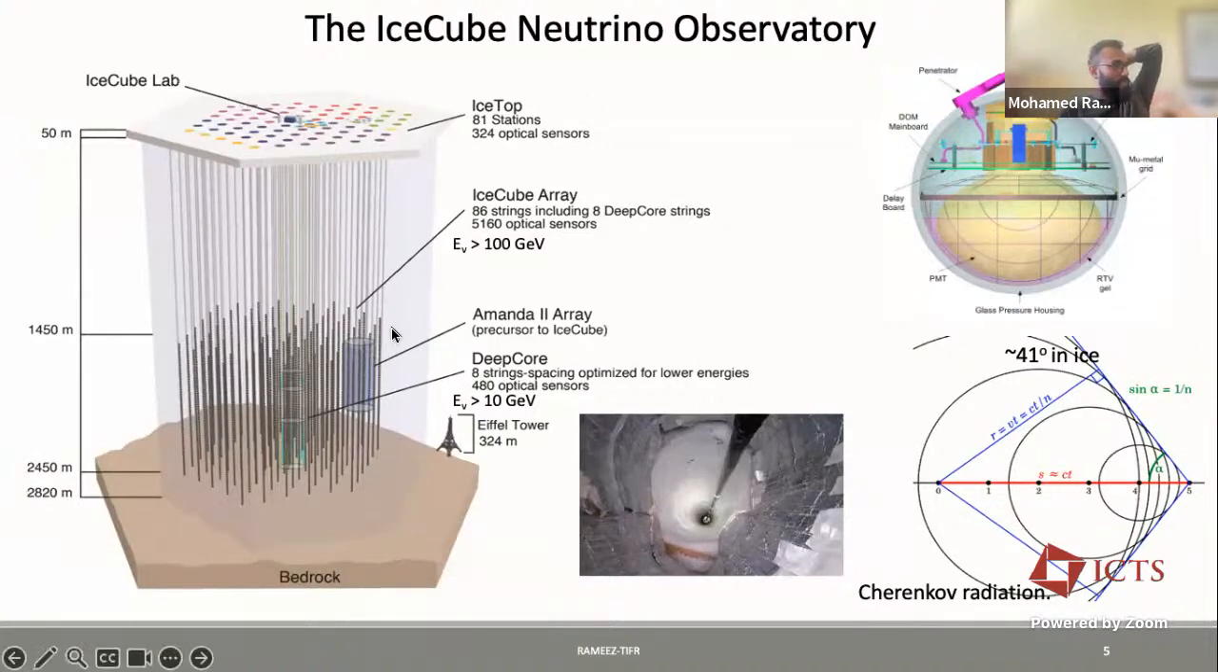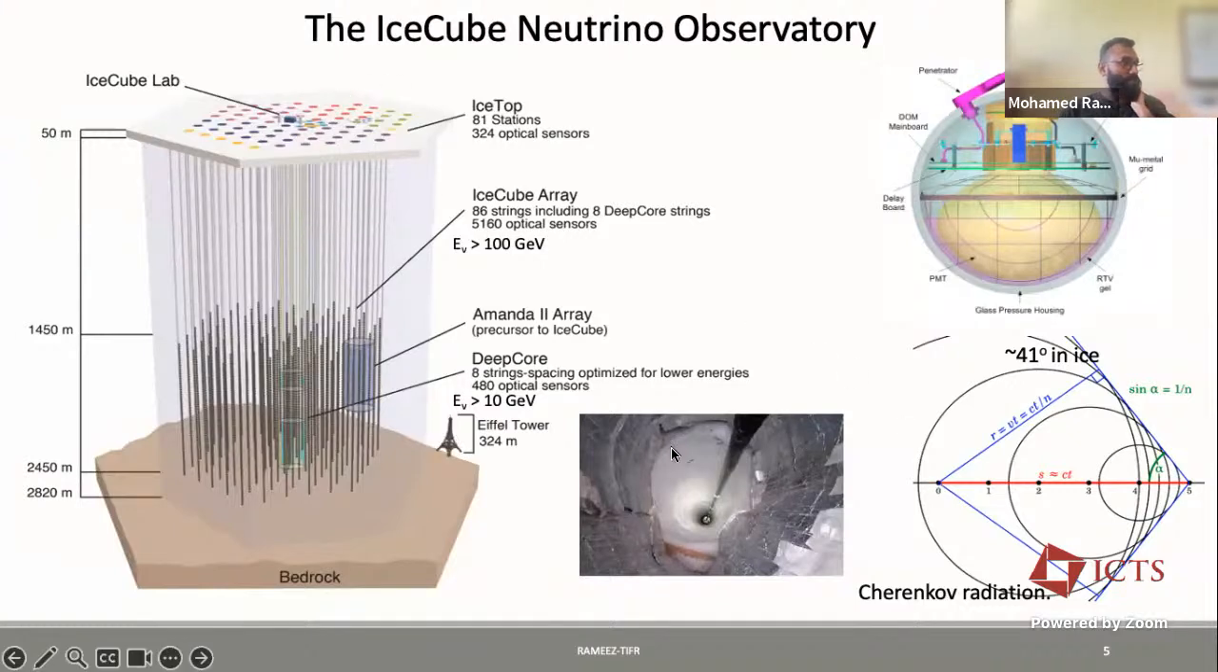IceCube is, basically speaking, 1 cubic kilometer of ice that is situated between 1.4 and 2.8 kilometers of depth at the South Pole. So this is naturally occurring ice, which is built up over hundreds of thousands of years there. What we have done is we have drilled holes into it using hot water jets. So when I say we, I was not involved in this process. I joined the collaboration in 2012 when the detector had just finished construction. The detector was constructed between 2005 and 2011.